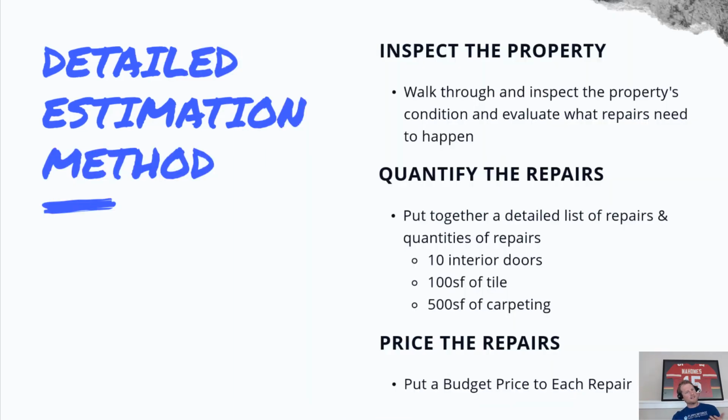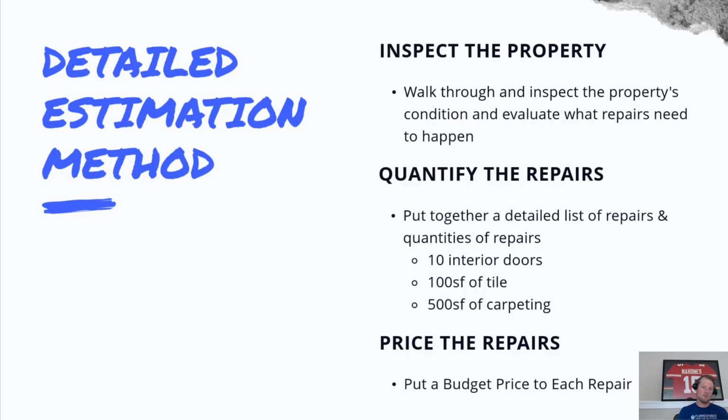So that's where the detailed estimation method comes into play. So again, you're going to be walking through the property and inspecting the property's condition, evaluating all of the repairs that need to happen on the property. Then you're going to be putting together a detailed list of all of those repairs and a list of the quantities of those repairs. So for example, you're going to count the number of interior doors that you're going to replace on the property. So if you've got 10 interior doors, you're going to list out 10 interior doors.